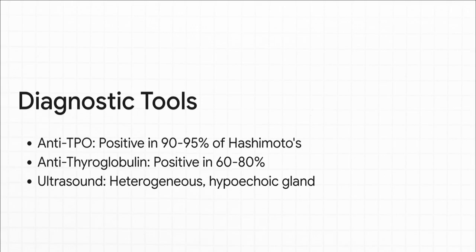Antithyroglobulin is helpful too, just a bit less specific. And hey, if the antibodies come back negative but your clinical suspicion is still high, an ultrasound is a fantastic backup tool, usually showing a dark, heterogeneous hypoechoic gland.